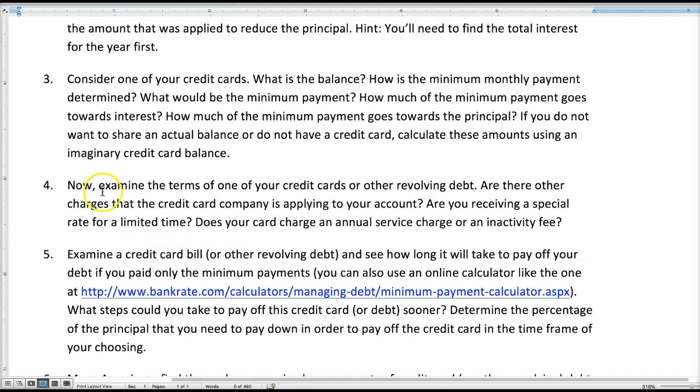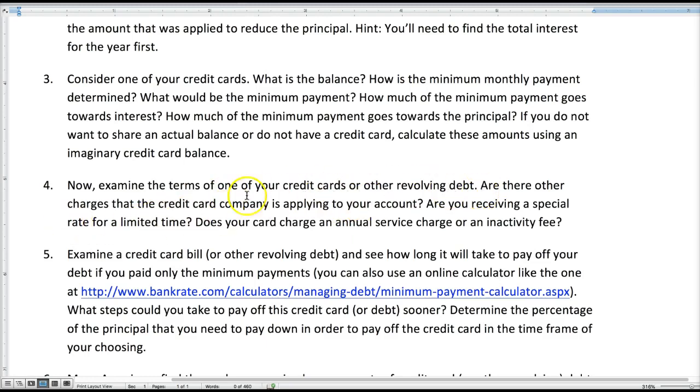Now, part 4 says, now that we've done that, examine the terms of one of your credit cards or other revolving credit. So what we mean by terms is things like, do you have to pay an annual fee to have that card? Or what is your late fee if you make a payment late? What is the cash advance fee? Stuff like that, okay? And so in the example that I'm going to show you, you'll see that most of the things that are pertaining to what they're asking for here, I list that out, okay?